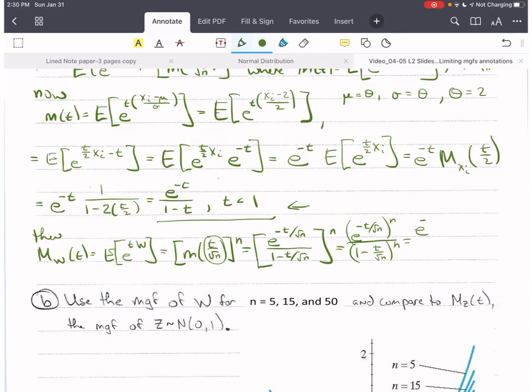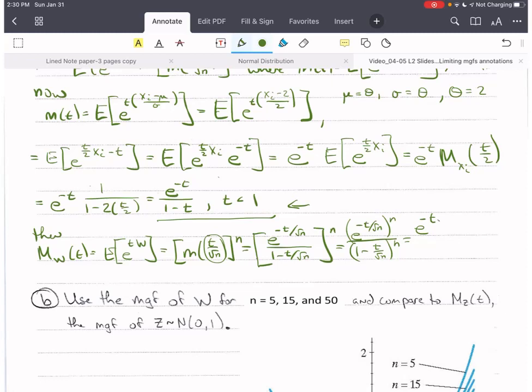and we can simplify this as e to the negative t times square root of n, by multiplying the exponents, over 1 minus t over square root of n, quantity raised to the nth power, where t is now less than the square root of n. Okay? Remember, we use 1 over whatever is multiplied by this t here for the gamma distribution. Okay, so there we go.